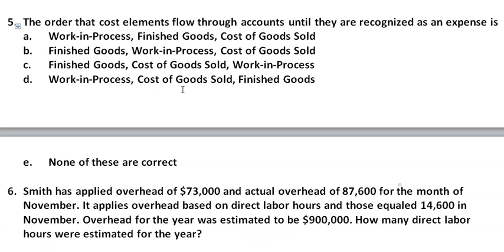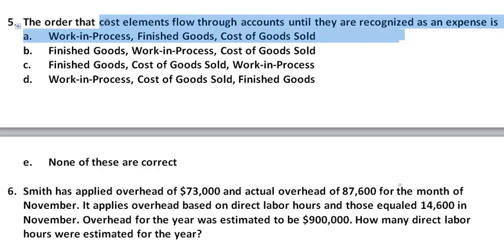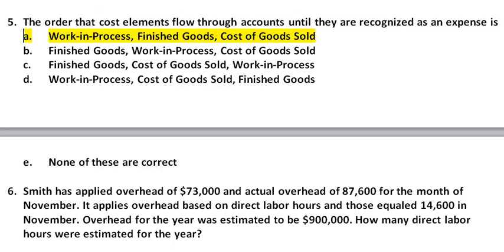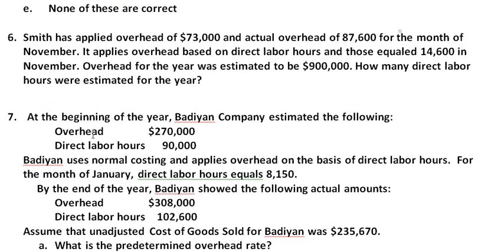Question 5 is basically the same. It's talking about the order of cost elements through the accounts until they're recognized as an expense. So again, we go from raw materials to work in process to finished goods to cost of goods sold. So that's going to be your inventory cost flow.